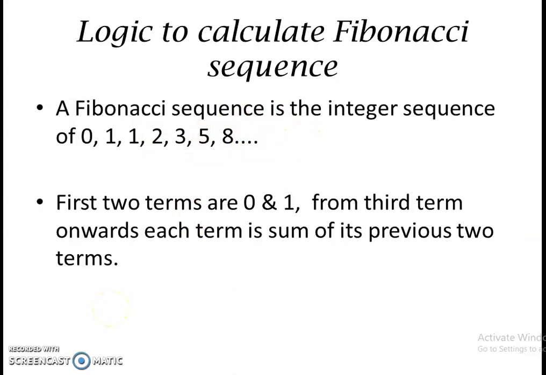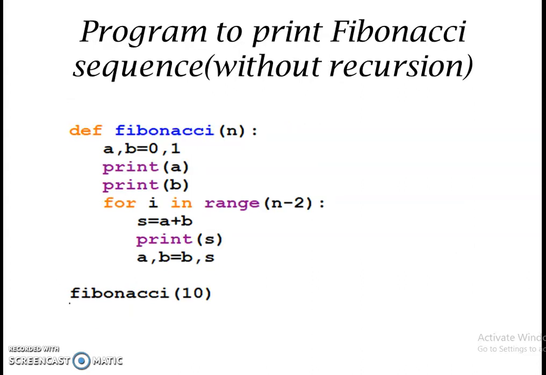Now let's understand the program to generate Fibonacci sequence without recursion. Here function is Fibonacci. It is taking one parameter, and this parameter is number of terms to be generated. Here we are assigning A and B with values 0 and 1. So this is multiple assignment syntax in Python. We are printing value of A and value of B. So 2 terms we have printed.